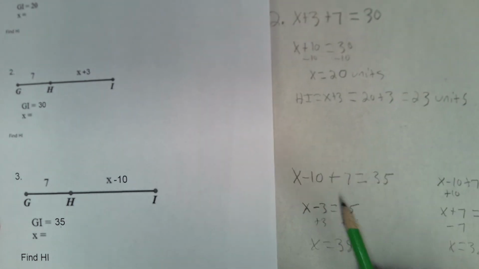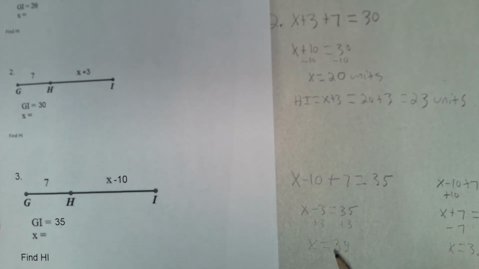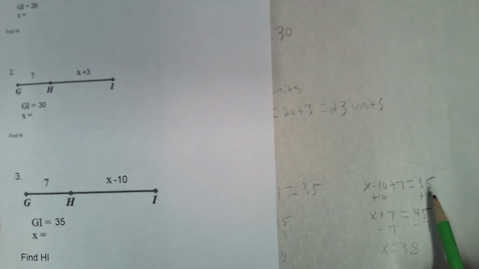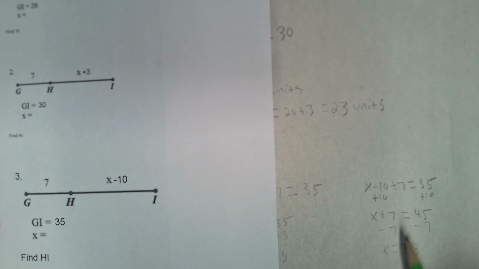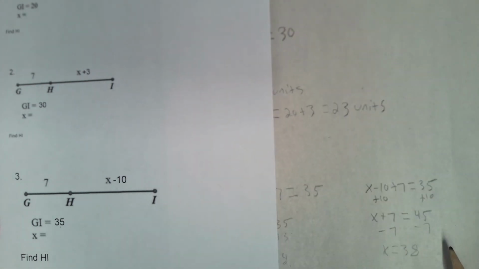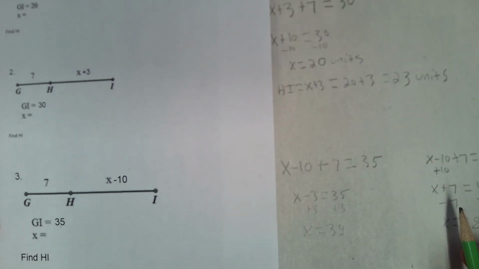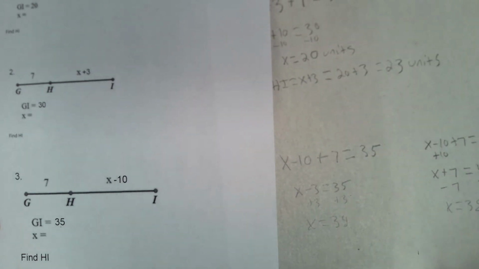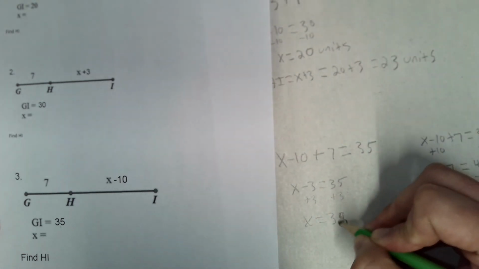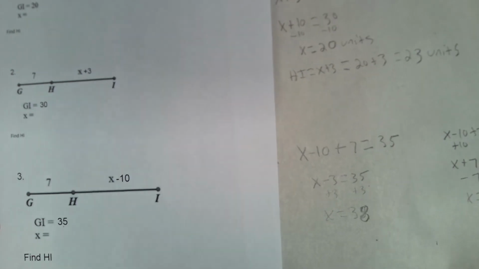So if you don't like to combine, okay, you don't have to combine. You can just add over, and in this case, then subtract over. Or you could have subtracted the 7 first and then added the 10. It doesn't matter. Whichever way works for you, it doesn't matter. I don't care which one you do. So now we have x equals 38. That's an ugly 8. Let me make that a little bit better. Okay, so we have x equals 38.